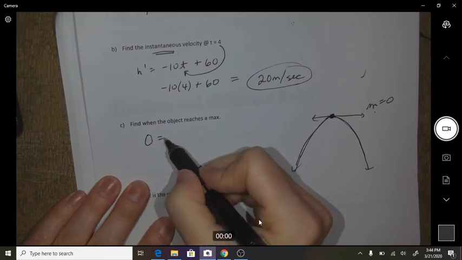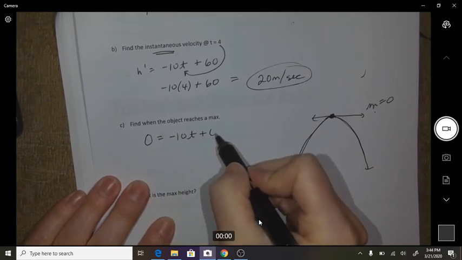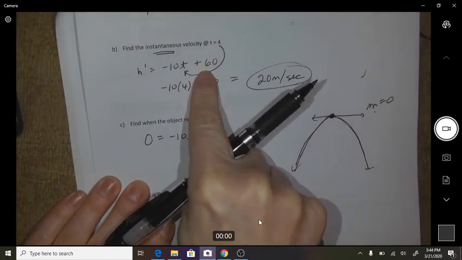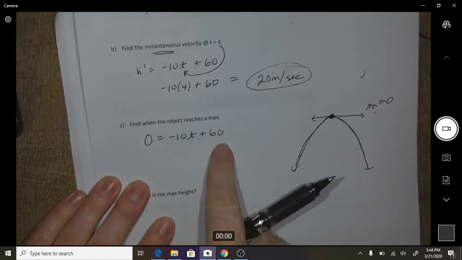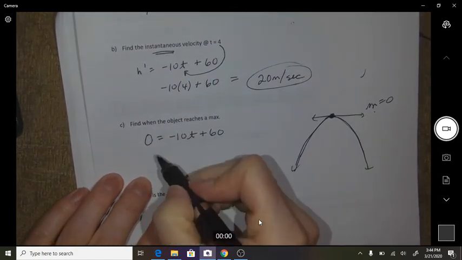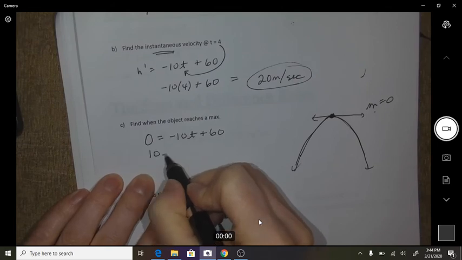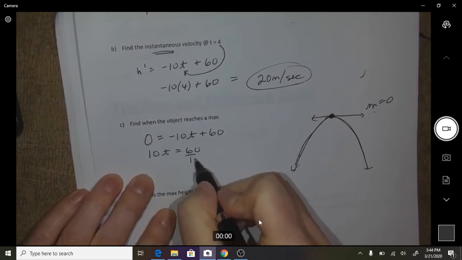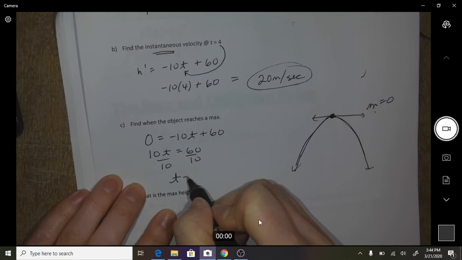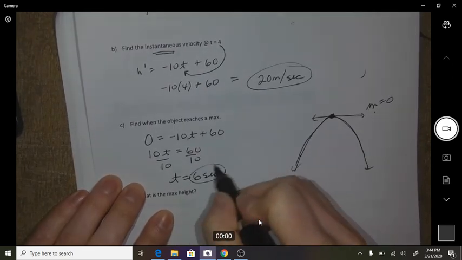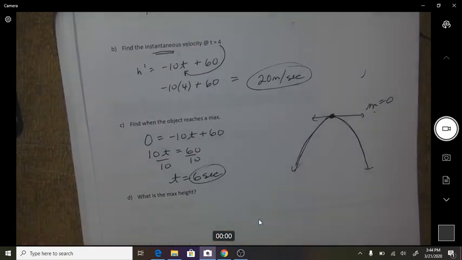So the slope equation, I got from here. So this was the slope equation, and I want to figure out when it is equal to 0. So now I'm just going to do algebra here, move, divide. So at 6 seconds, it will reach a max height.